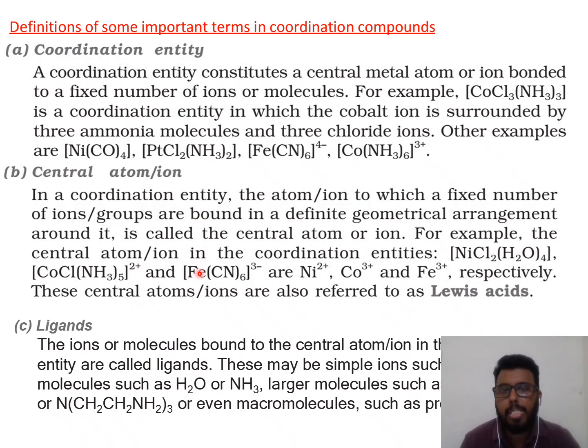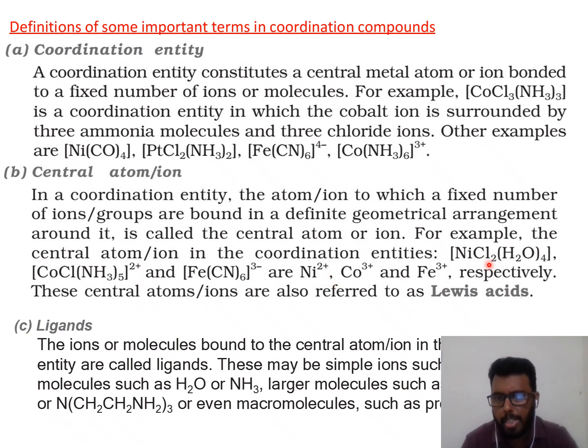Now, let's see what a central atom or ion is. The central atom or ion is present in a coordination entity, which means inside a square bracket in our representation in a 2D plane, like on a whiteboard when you write. It is the atom or ion to which a fixed number of ions or groups are bound in a definite geometrical arrangement. Based on the number of atoms or ions arranged around the metal ion, we get its geometry. This specific central metal ion present at the center is called the central atom or ion.